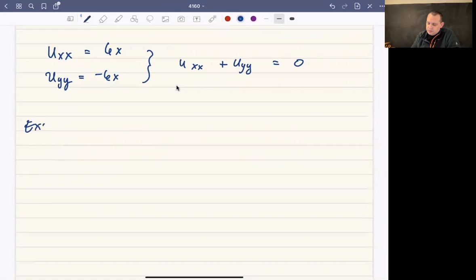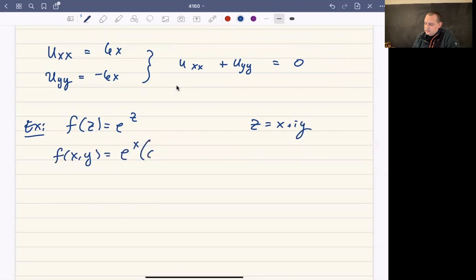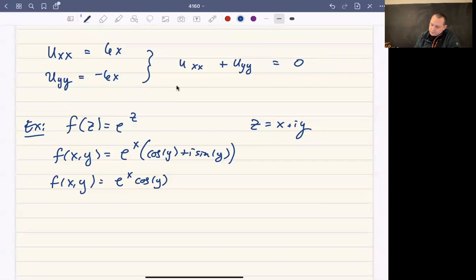One last example. Let's look at the function e to the z. Again, z is x plus iy. So e to the z, if we're thinking about it as a function of x and y, is going to be e to the x times (cosine of y plus i sine of y). We know what this is, e to the x plus iy; we've seen this before. So f of x,y is going to be e to the x cosine of y plus i times e to the x sine of y.